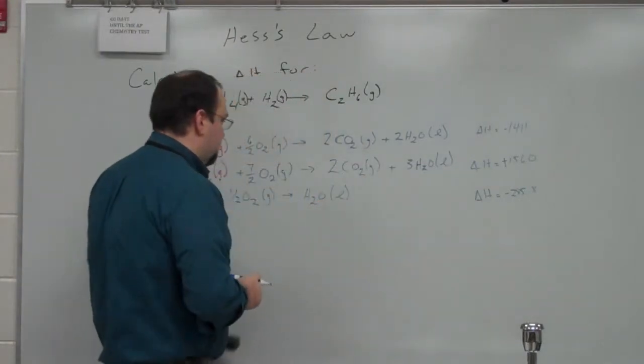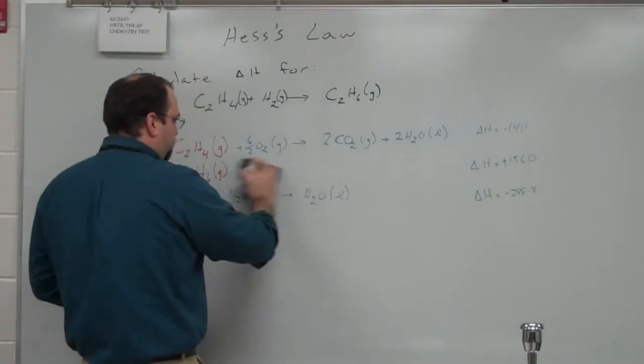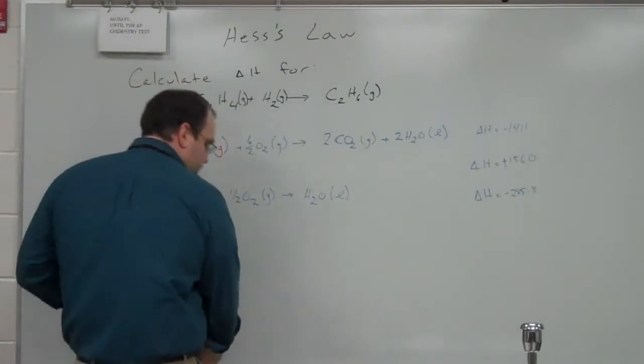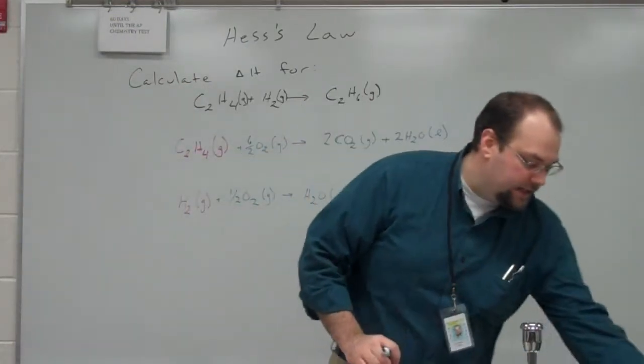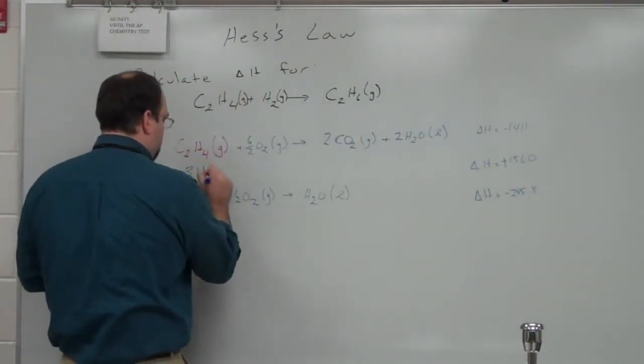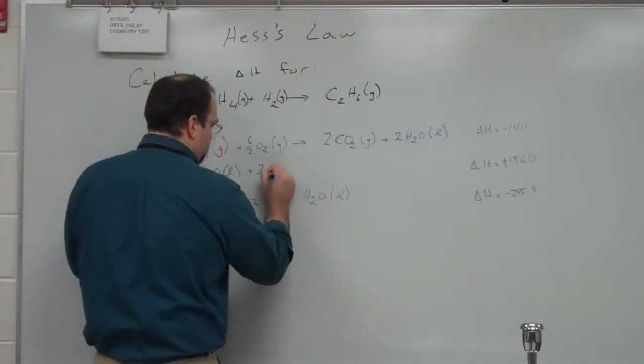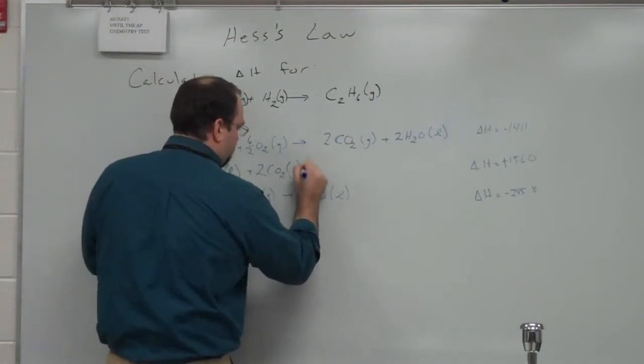Okay. Give me a second, I'm going to rewrite the second equation, and I'm just going to flip it. I'm just going to write it backwards. I'm not going to really change anything else about it. I'm not multiplying it by any coefficients. So I have 3 H2O, and those are liquid, plus 2 CO2s, those are gaseous.